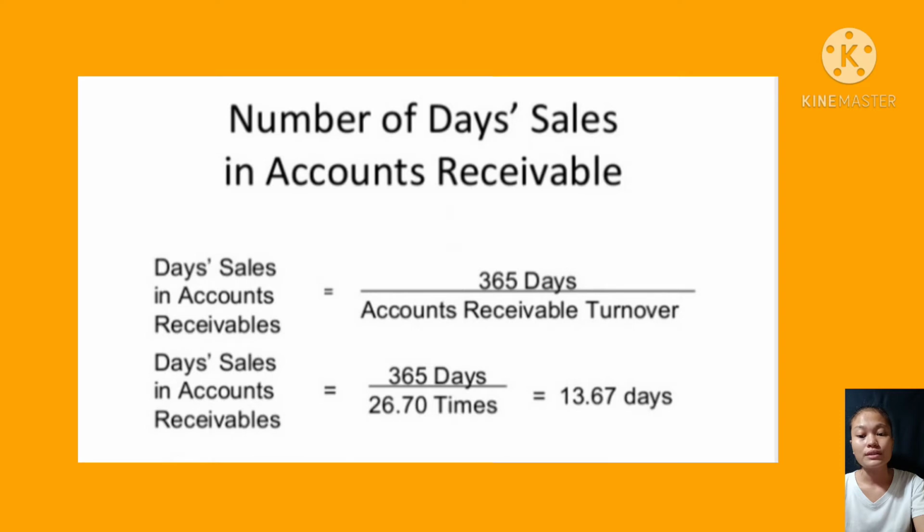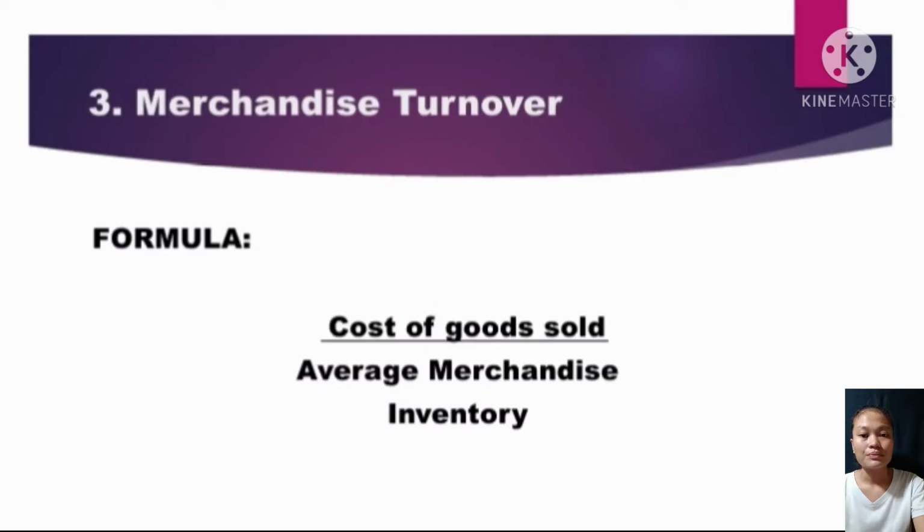Example of number of days in receivable. 365 days divided by 26.70 times, that would be the receivable turnover I get from my recent example, is equal to 13.67 days. Merchandise turnover. Formula is cost of goods sold divided by average merchandise inventory.